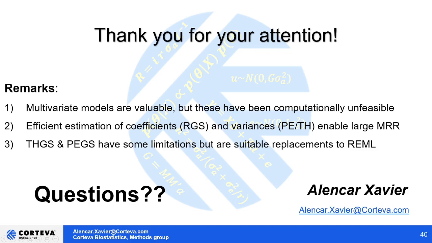And last but not least, just a conclusion. So the remarks is that multivariate models are valuable because they were in all cases better than the univariate, but they have been historically computationally unfeasible, as you saw from the REML time to fit a model. We proposed efficient estimation of coefficients using the randomized Gauss-Seidel and the variance components using Pseudo-Expectation or Tilde-Hat to enable multivariate ridge regression. And we saw that TAGs and PEGs have some limitations, like the residuals cannot be correlated, and the model was very simplistic, just the intercept plus the markers. But it's a very good replacement for REML in these simpler cases, and it can handle a very large number of traits and a very large number of markers, and a very large number of individuals.